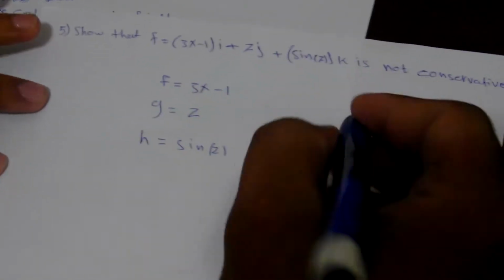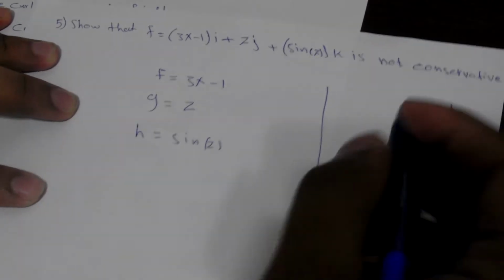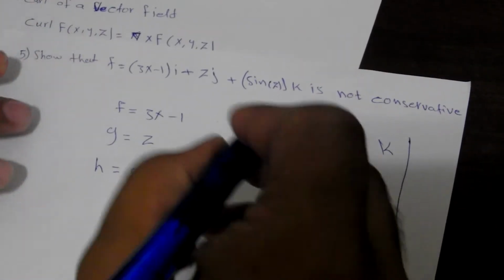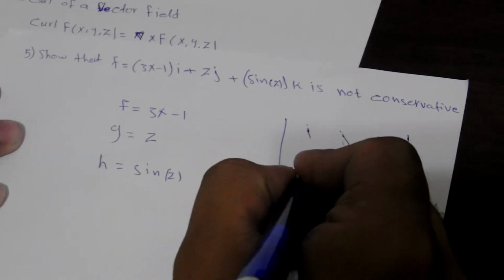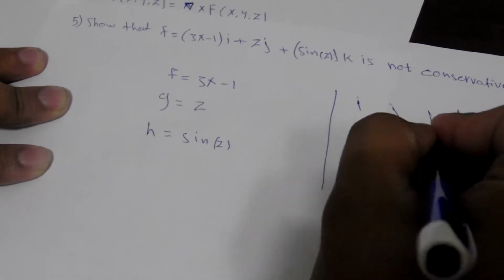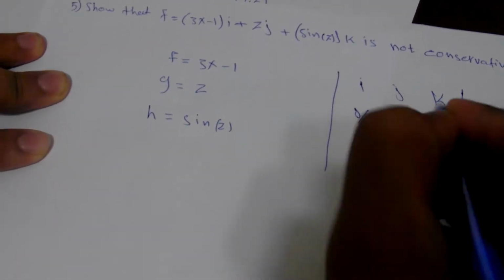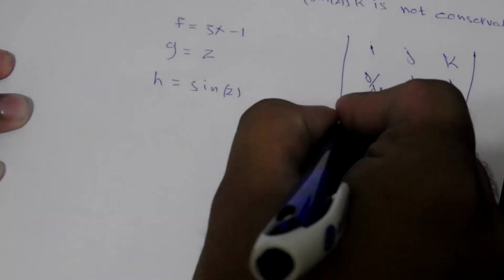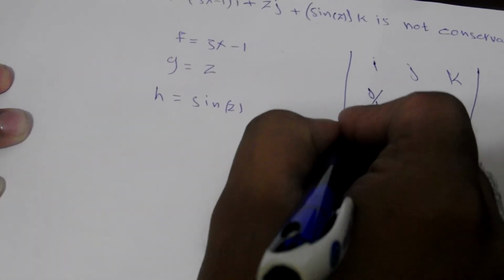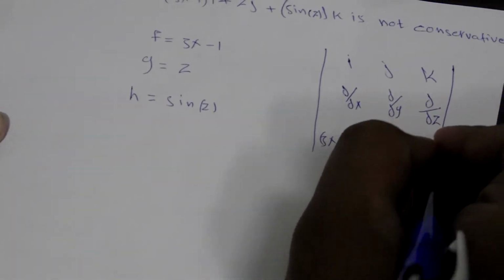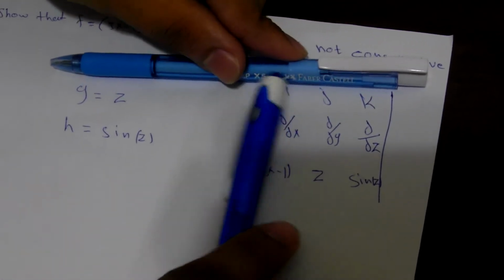Then you can see here, the first row is i, j, k. The second row is the partial derivatives with respect to x, y, and the last one with respect to z. The third row is the components, which are F, G and H. You can see here 3x minus 1, z and sin z. So we can start now. We cross the first row with the first column.